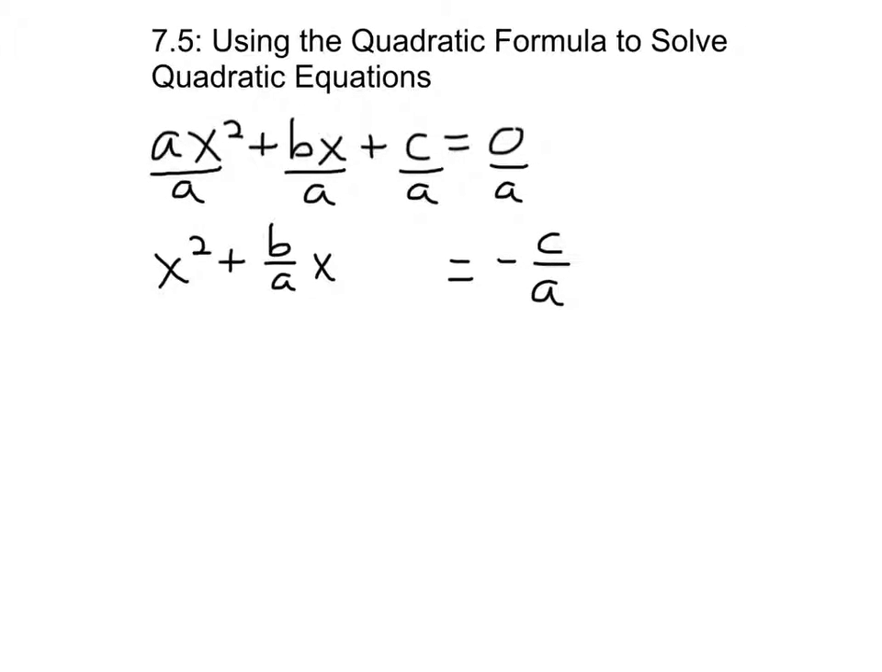Now this is the step where we complete the square. So we have to figure out what we're going to add. So remember the process is we take this middle coefficient, b over a, we take 1/2 of that, which is the same as multiplying it times 1/2. So we'd have 1/2 times b over a, which is going to end up being b over 2a, and then we have to square that.